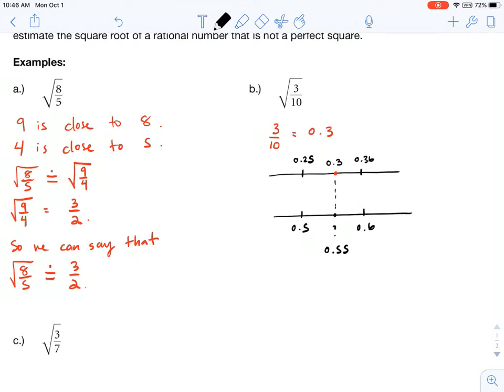And so we check. If we square 0.55, what we get on our calculator is 0.3025. So it's pretty close to 0.3. So we can say the square root of 3 over 10 is close to 0.55. So we can use those benchmarks to estimate as well if we put it into decimal form.